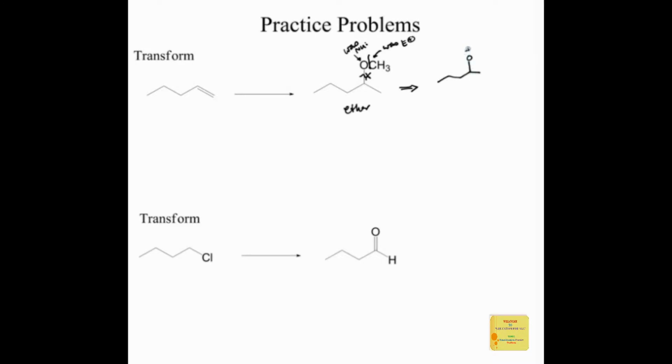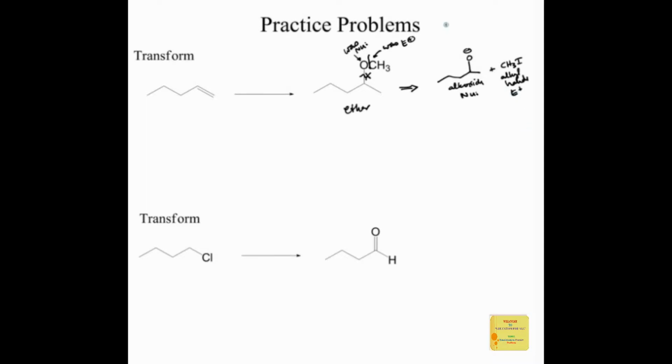which means we need this alkoxide plus this alkyl halide. That's our two ingredients for the Williamson ether synthesis. RO minus is our nucleophile, and RX is our electrophile.